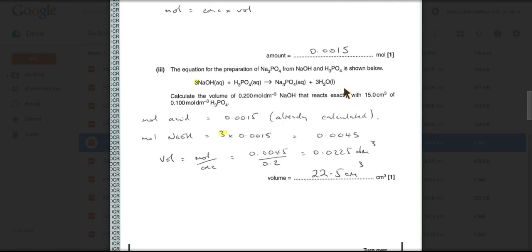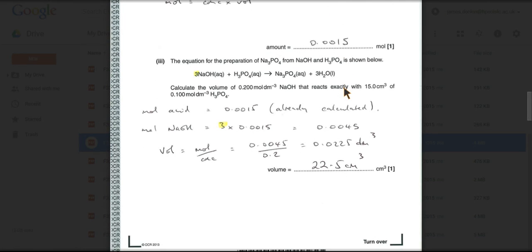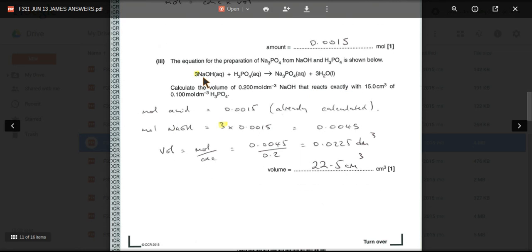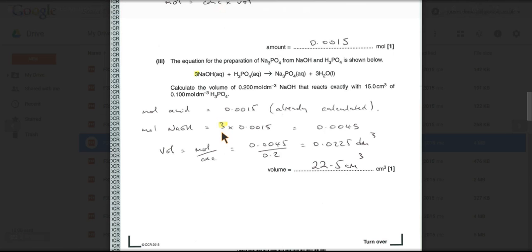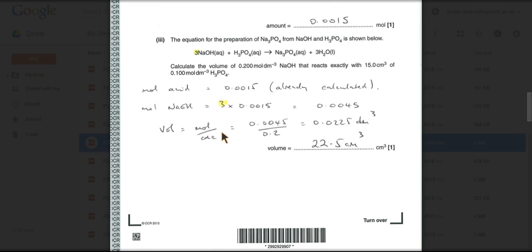So the moles of acid we've already calculated. The mole ratio is 3:1, so there's 3 times as many moles of sodium hydroxide. So we multiply that by 3, we get 0.0045. So we need to find out what volume that would require.